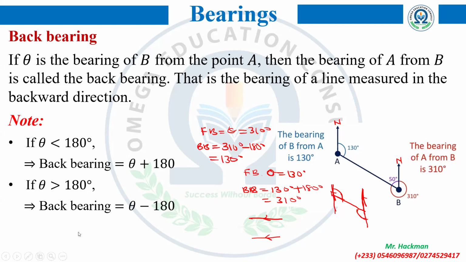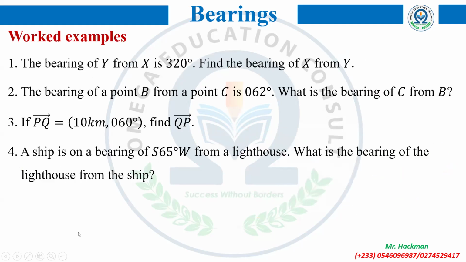So if you get this, then let's go and look at some worked examples in terms of the back bearing. So let's read the first question carefully. The bearing of Y from X is 320 degrees. Find the bearing of X from Y. So obviously, we are looking for the back bearing because we swapped the points. Basically, we are going back. Now we said, if you have this situation, your work is going to be very easy.